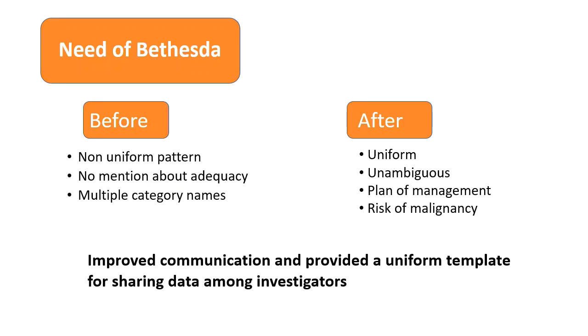So, what was the advantage of Bethesda? Before the introduction of Bethesda, there was a non-uniform pattern of reporting. There was no mention about adequacy criteria and multiple category names were used. But after Bethesda, a uniform reporting system was introduced, which was unambiguous. The plan of management and the risk of malignancy were specified for each diagnostic category. So in short, it improved communication and provided a uniform template for sharing data among the investigators.